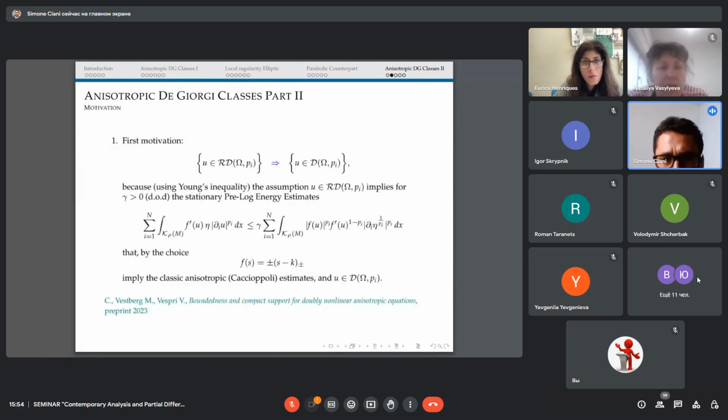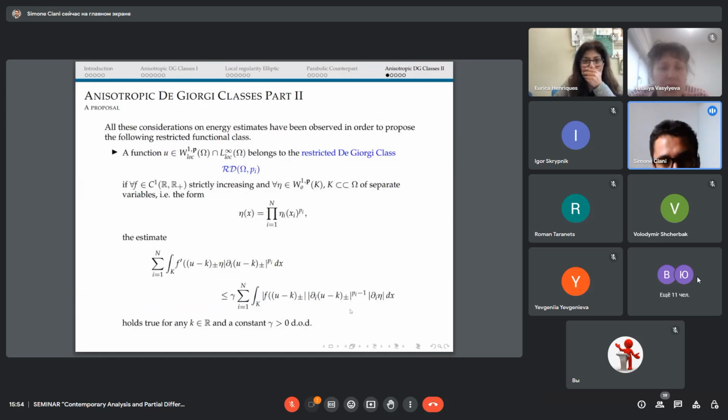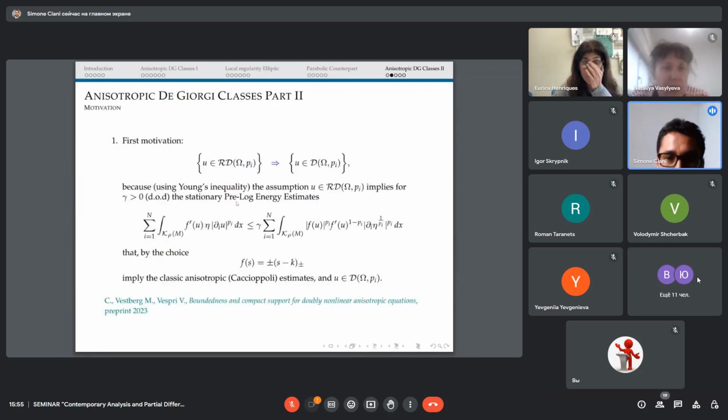Let's see why. First motivation is that if a function is in the restricted de Giorgi class, then it's in the de Giorgi class. How to understand this? One uses just a Young inequality on the right, on the assumption on the energy estimate that you have in the previous slide, to arrive to this stationary version of the pre-logarithmic energy estimates. So these are the same as before, but only in the space without the time variable. Then one chooses f properly to be a truncation of the function, depending if you want to truncate from below or above. And by this choice, this implies the classical Caccioppoli estimates, so that u belongs to the, let's say, anisotropic de Giorgi classes considered by Di Castro.